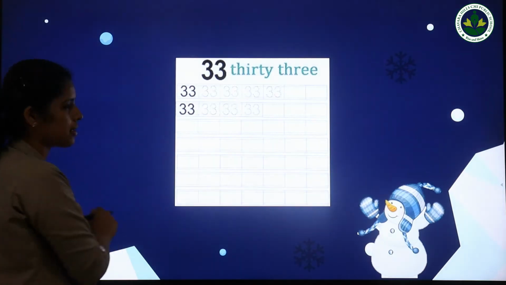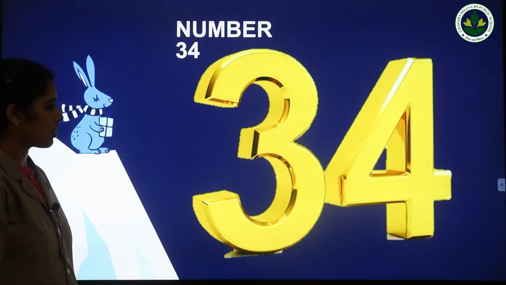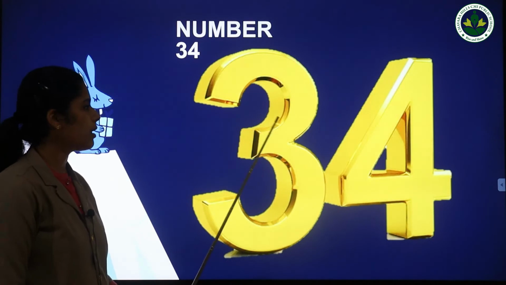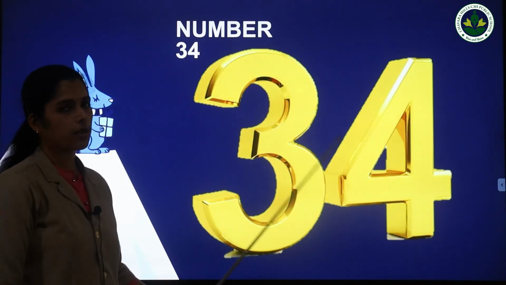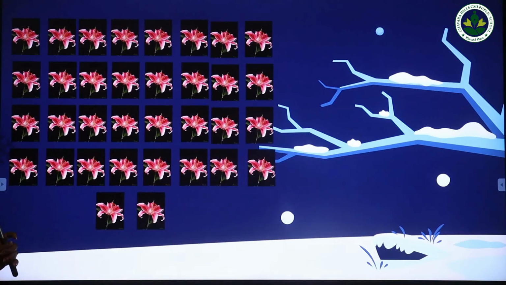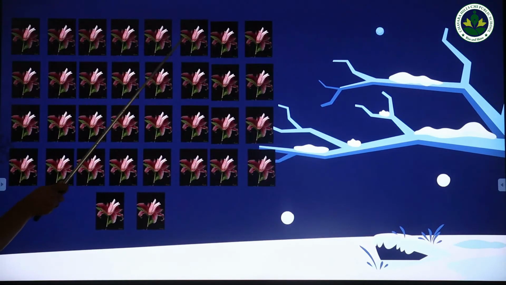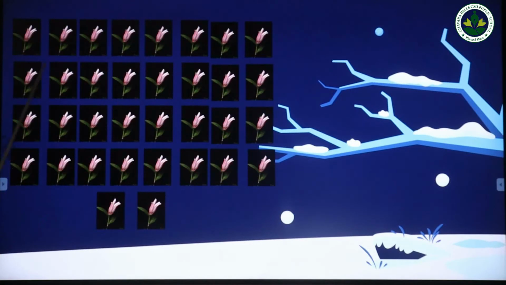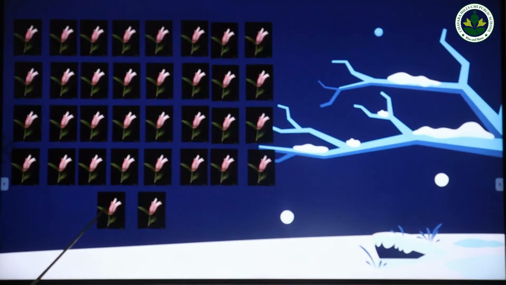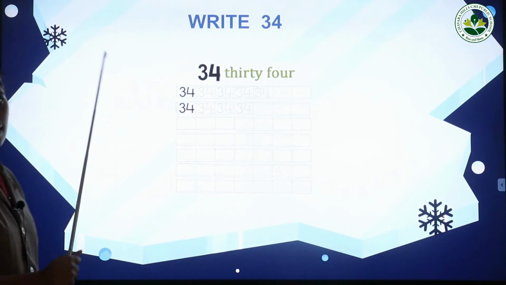Now we learn the next number. After 33, the number is 34. This is number 34, 3 and 4. Then some flowers are here. Did you all count with me? Okay. 1, 2, 3, 4, 5, 6, 7, 8, 9, 10, 11, 12, 13, 14, 15, 16, 17, 18, 19, 20, 21, 22, 23, 24, 25, 26, 27, 28, 29, 30, 31, 32, 33, 34. How many flowers are here? Here are 34 flowers.